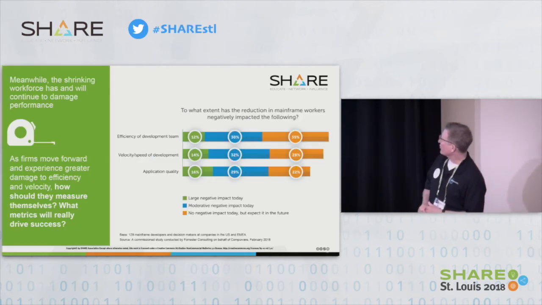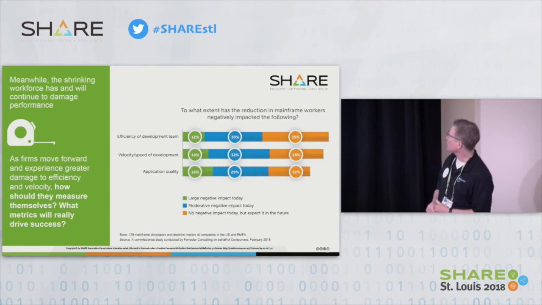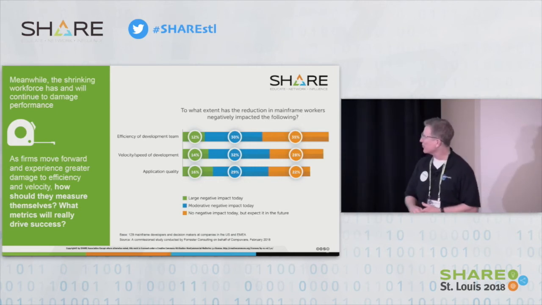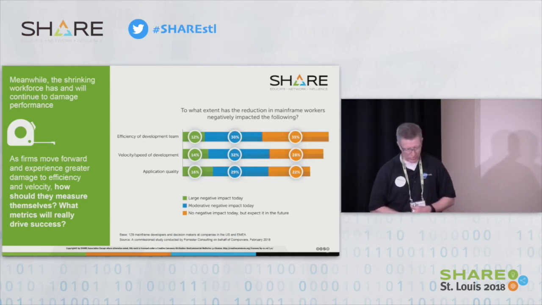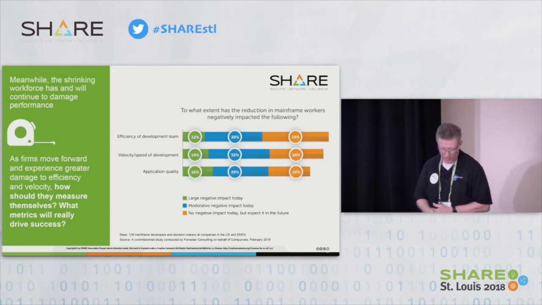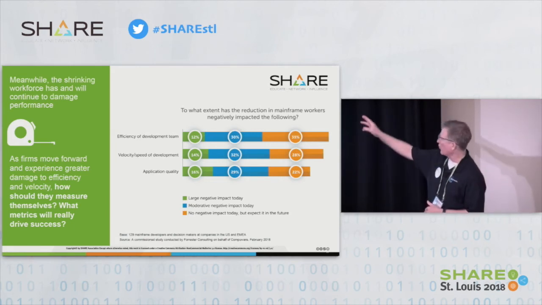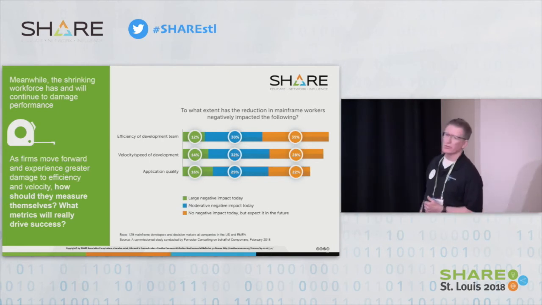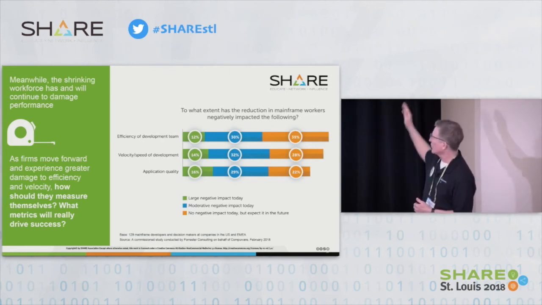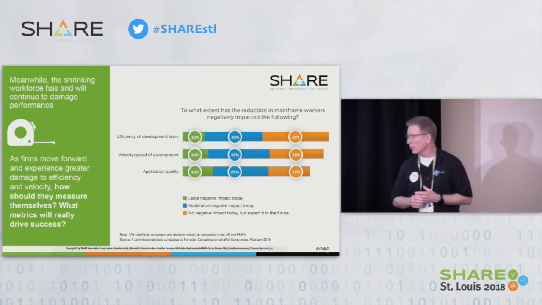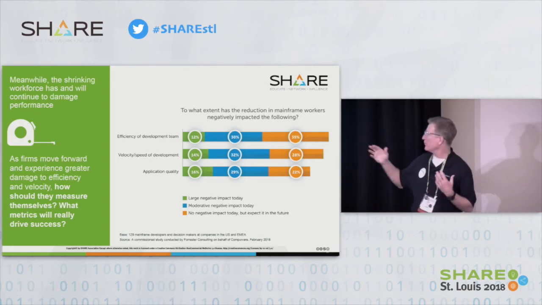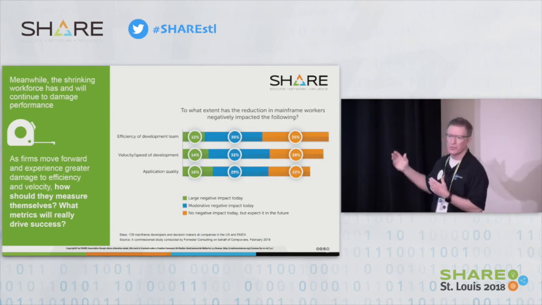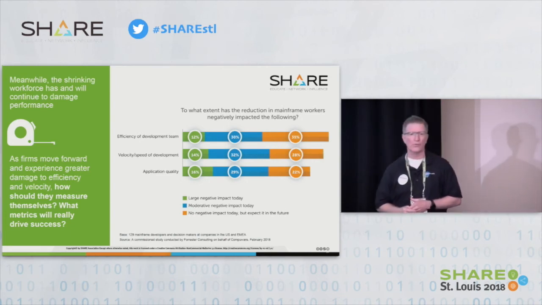To what extent has the reduction in mainframe workers negatively impacted efficiency, velocity, and application quality? The survey shows that application quality and development velocity take a more immediate hit today, and efficiency a little bit further down, a little bit further away. I would have thought this would have been a little more even. If we have fewer people and speed and velocity are a problem, we need to get more efficient to make things work.